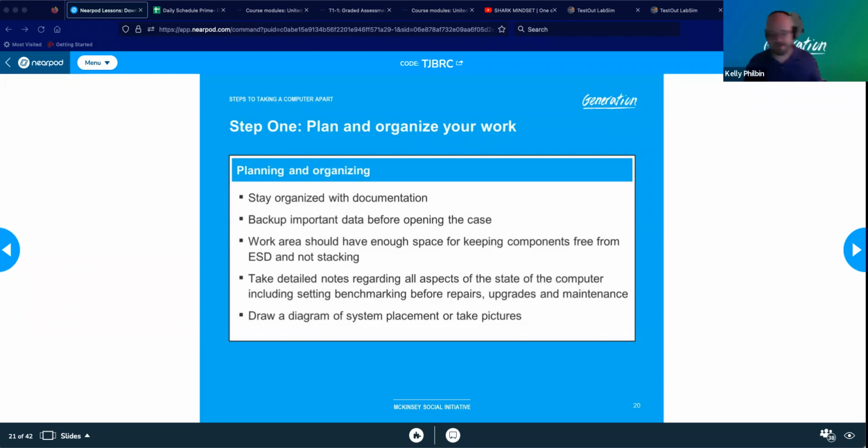But yeah, you could use zip ties, and that could kind of help keep your cables organized if you wish. But I also would recommend augmenting that with photos as well. So before you reach in, we talked about taking notes of all aspects. Draw a diagram of system placement, or take pictures, whichever you wish.